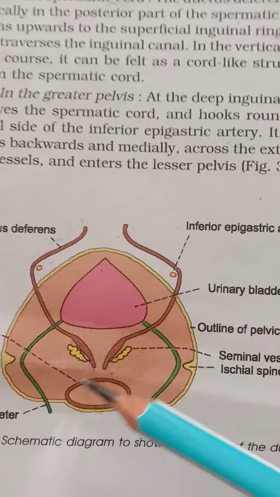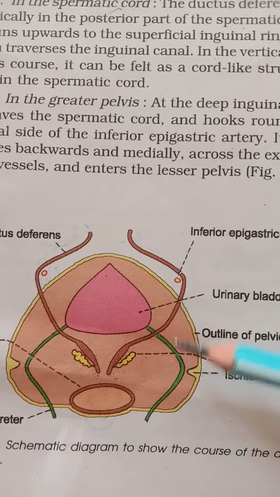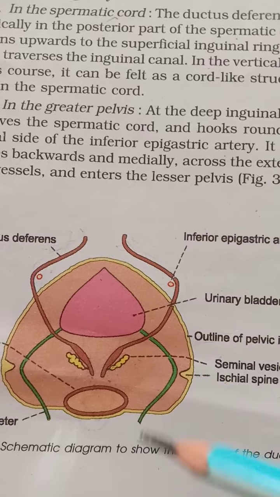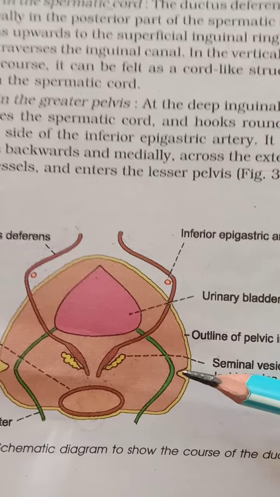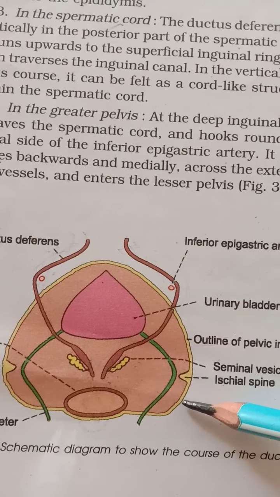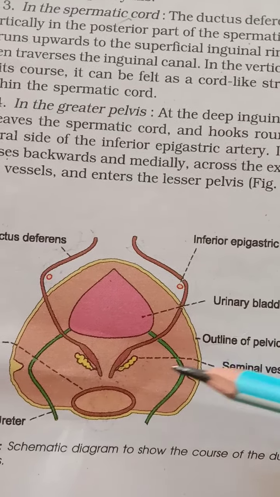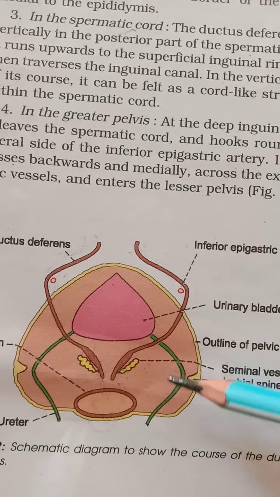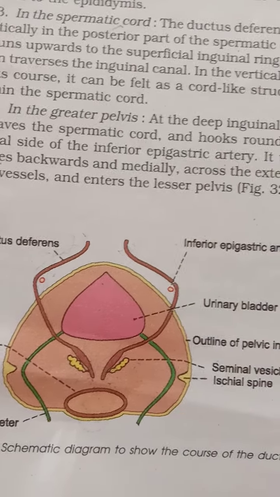Then the arterial supply of the vas deferens. It is supplied by arteries: the artery of the vas deferens, which is a branch of the superior vesical artery, then a branch of the inferior vesical artery, and the third, which is a branch of the middle rectal artery.